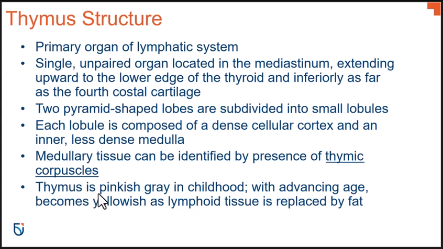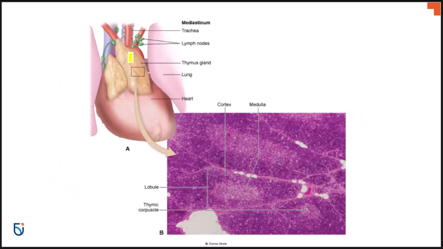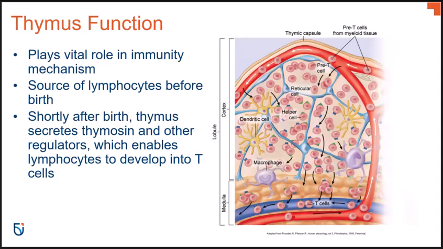The thymus is a pinkish gray color in childhood, and this is when it's active. But with advancing age, it becomes yellow and is replaced by fat. So in other words, the thymus is of use when we're younger, and then as we get older, it atrophies or gets smaller. So here it is, somewhat superior to the bulk of the heart.